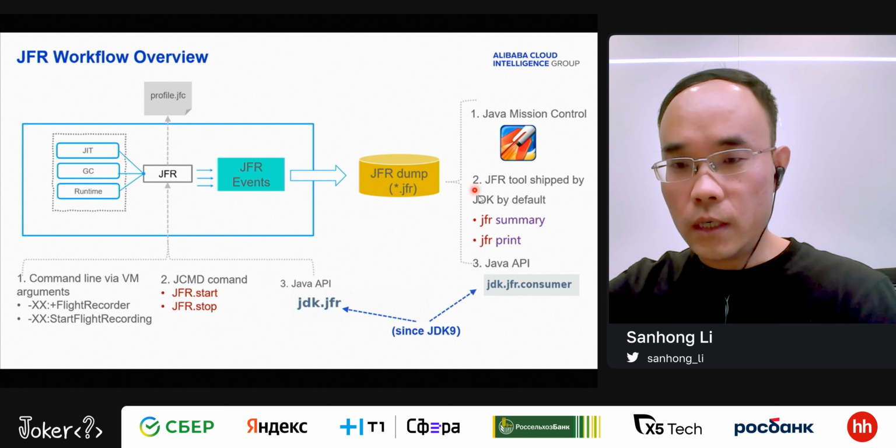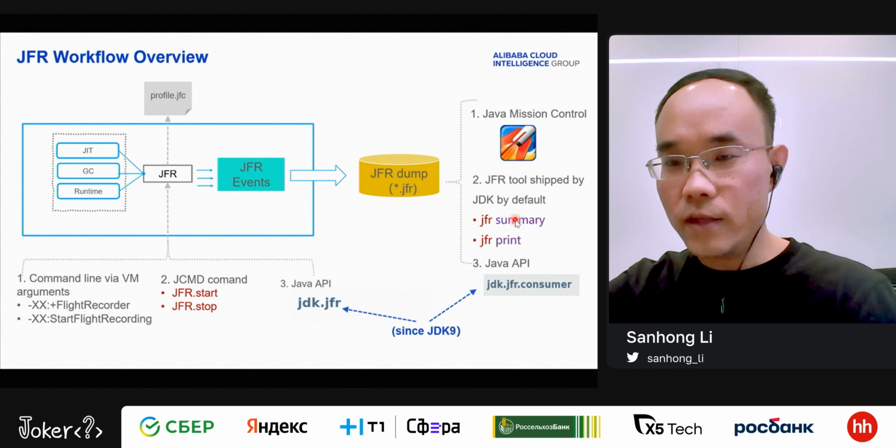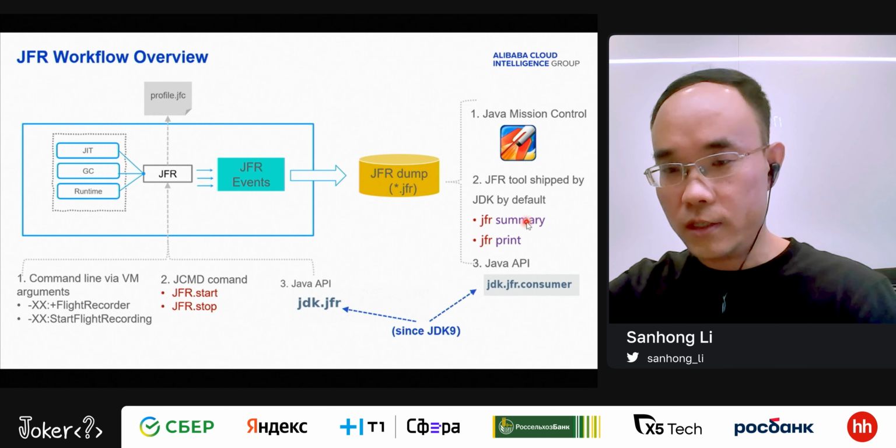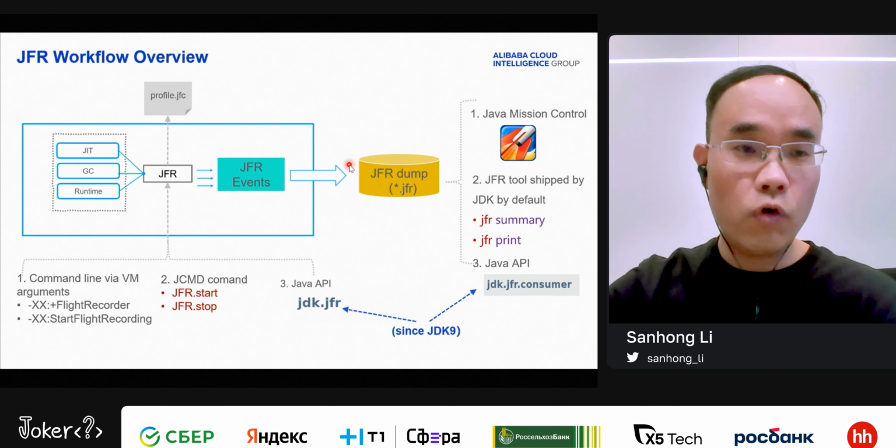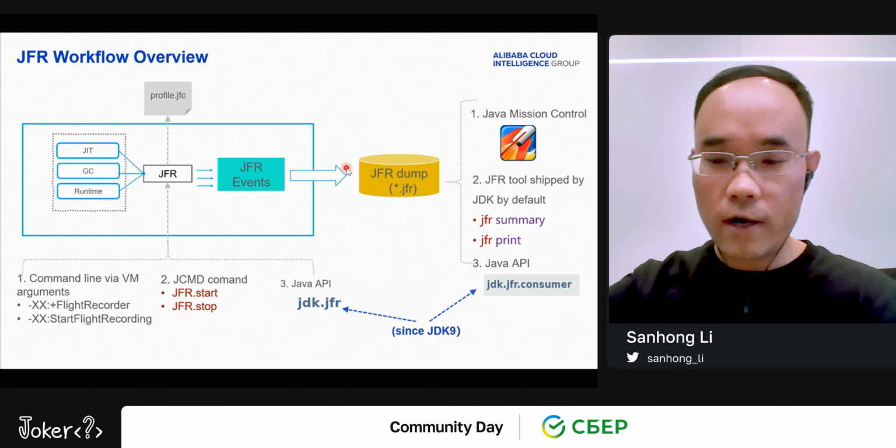And the second thing is you can also use some low overhead command line tools, which is the Java tool shipped by the JDK distribution. For example, you can use this Java command line to get some summary information about the Java dump file, which you can check in your JDK distribution. And the third way is you can use the API to do the analysis. This API has also been released since JDK 9. I think this is a very general workflow introduction for Java.